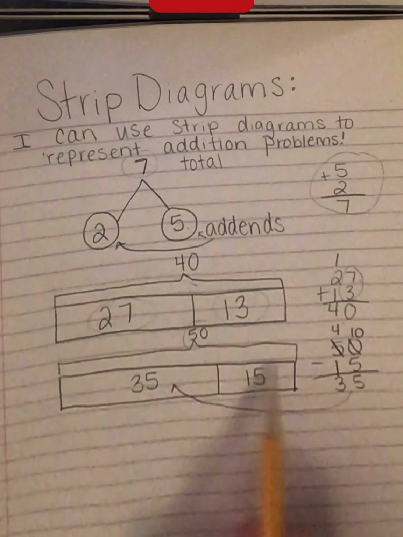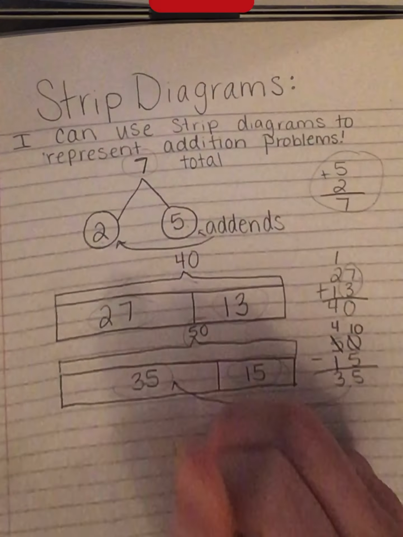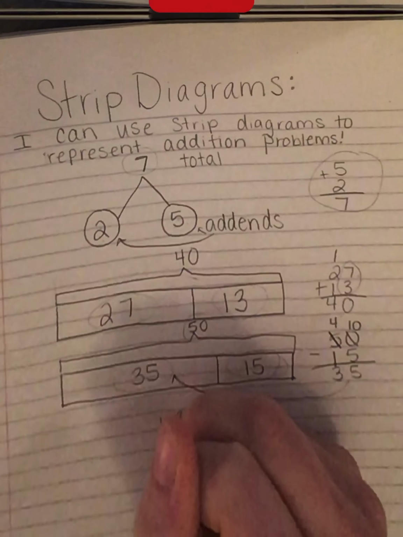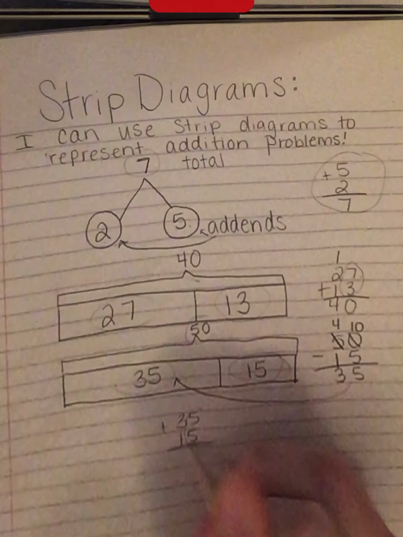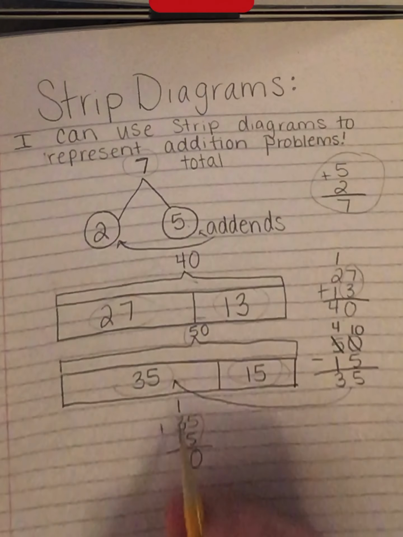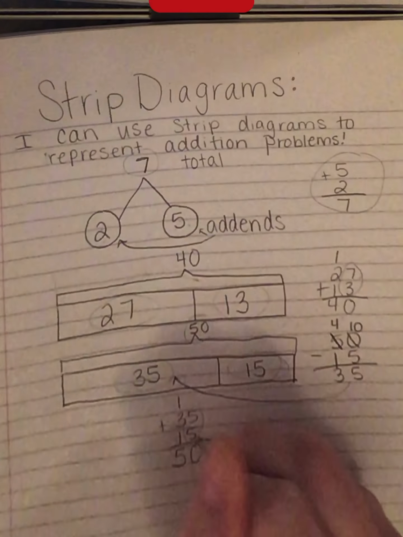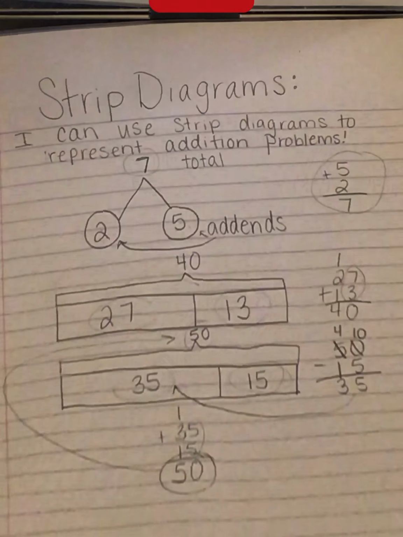I can figure out if I got that correct by adding my two addends together, 35 plus 15, and hopefully that equals 50. 5 plus 5 equals 10. Carry the 1, 3, 4, 5. 50 is my total. Should be good to go with that one.